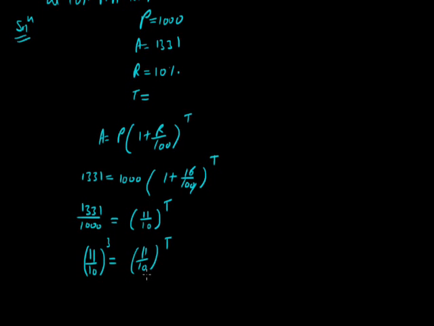As the bases are the same, the powers are also the same, so we can say that 3 is equal to T. So the time period is 3 years. In this way we can find the time period. Now move to the next question.